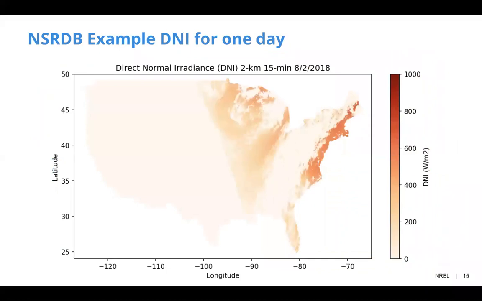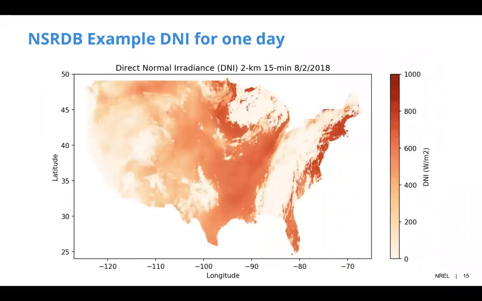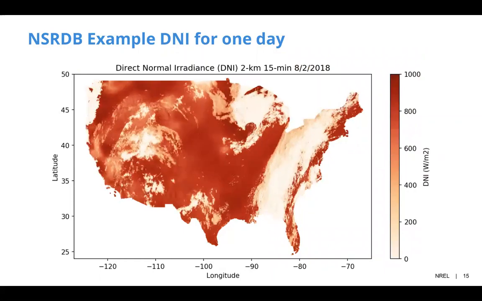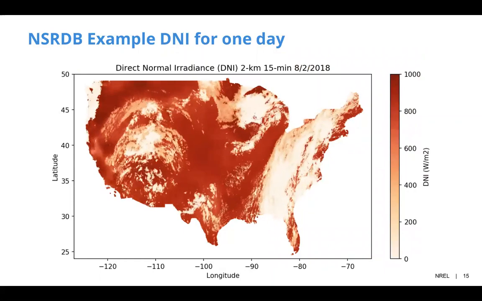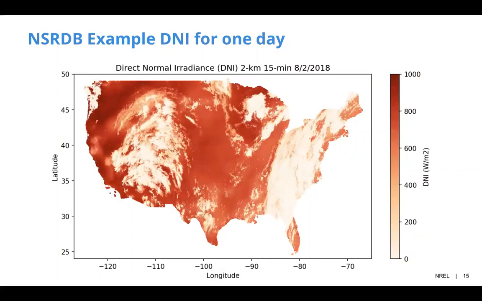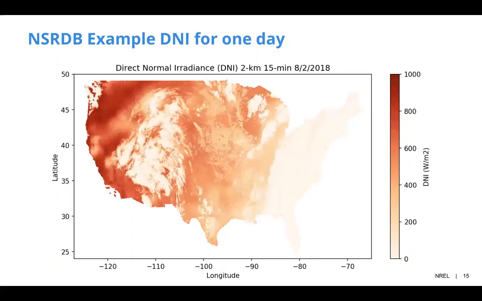So here's an example of what that data set looks like. This is 1 day of direct normal irradiance, and you can see the clouds moving across the country. So it's a very high resolution data set with a lot of value within the solar community.